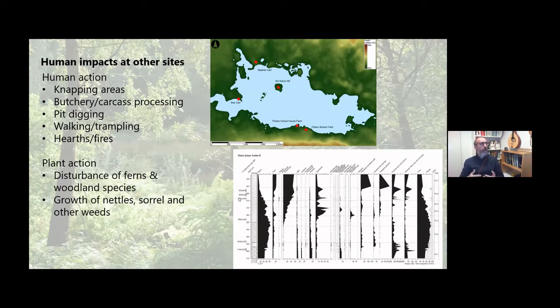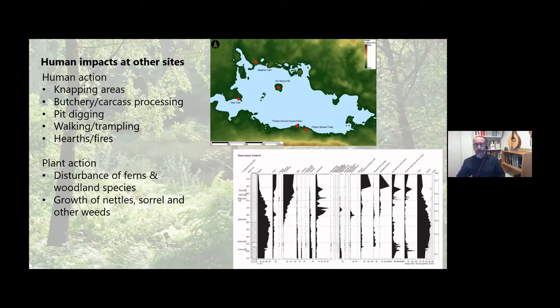So we know that people have activity areas. We have evidence for some structures at some sites. We know that people are butchering animal carcasses and processing them on the site and leaving the remains on the ground, changing the nutrient status of the soil. They're digging pits. They are lighting hearths and fires that we know from the environmental records are burning the neighbouring vegetation. And again, these are all structuring the environment in a similar way to how they're doing it around Star-Kar.